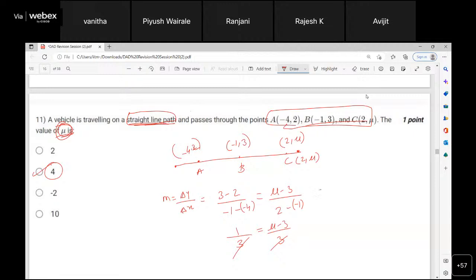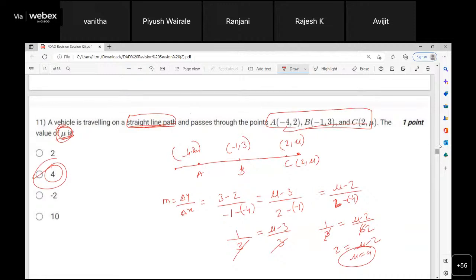Or you can take this 2 difference also, like mu minus 2 over 2 minus of minus 4. So here you will get 1 by 3 equals mu minus 2 upon 6. So it will be 2. So mu minus 2 equals 2, mu will be 4, right? Answer will be 4. I hope you understand this question, right?